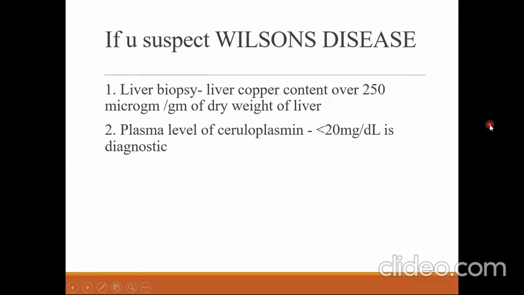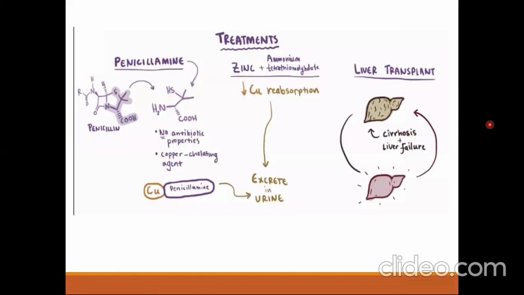So the liver biopsy, if the content is more than 250 microgram per gram of dry weight of liver and the plasma level of the ceruloplasmin is reduced, that is less than 20 milligram per deciliter, is diagnostic of Wilson's disease. What is the treatment for this condition?